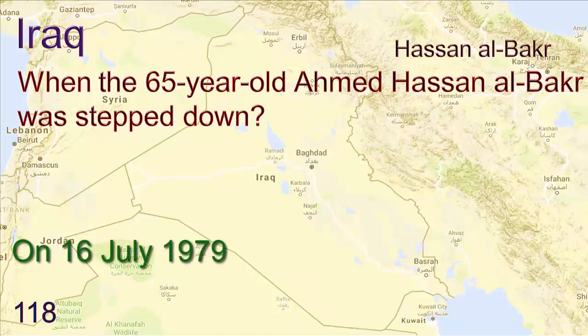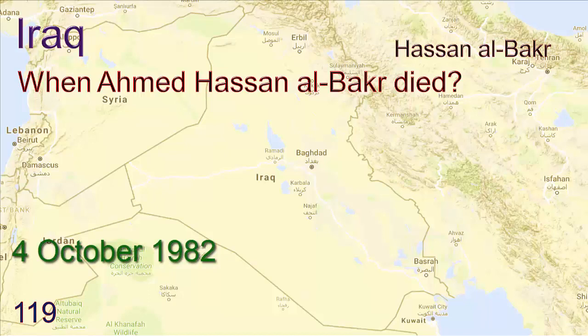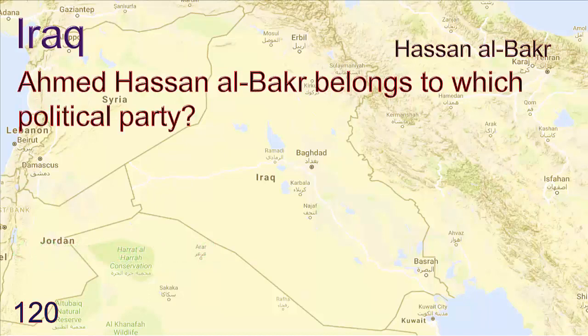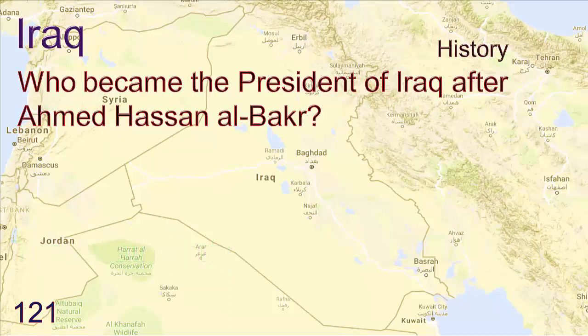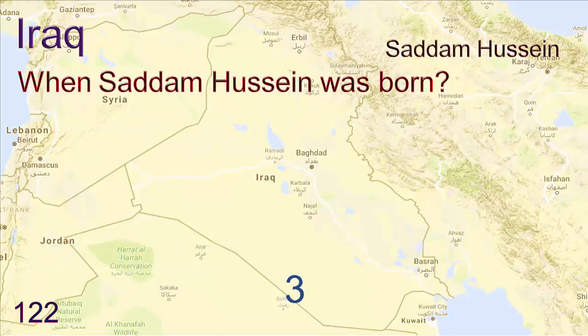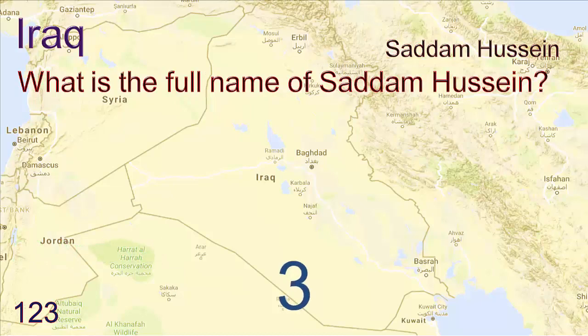16th July 1979. When Ahmed Hassan al-Bakr died? 4th October 1982. Ahmed Hassan al-Bakr belongs to which political party? The Ba'ath Party. Who became the President of Iraq after Ahmed Hassan al-Bakr? Saddam Hussein. When was Saddam Hussein born? 28th April 1937. What is the full name of Saddam Hussein?